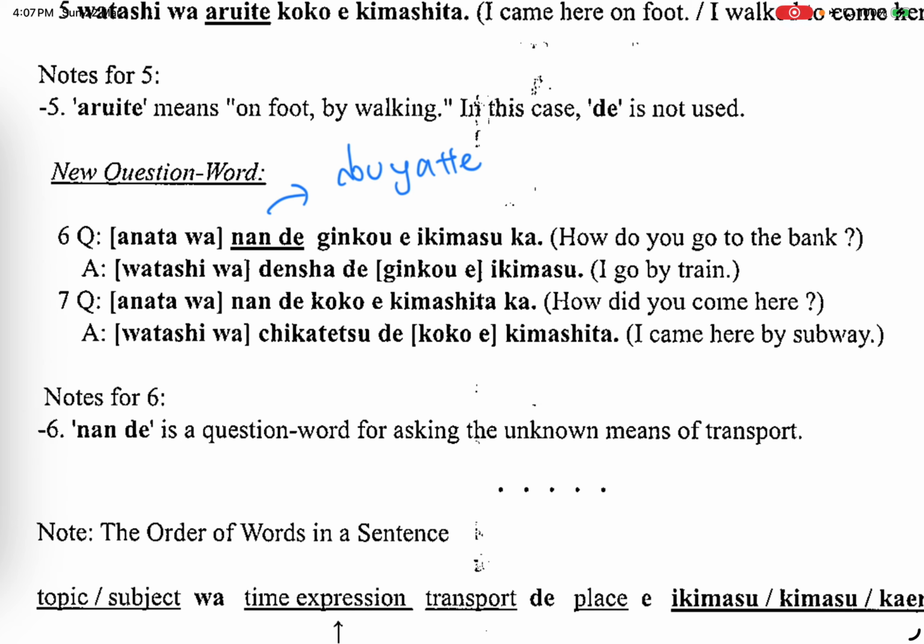So you ask people like なんで銀行へ行きますか? To them it's like you are asking why you go to the bank rather than how you go to the bank. So the question can be miscommunicated. So to prevent such miscommunication, you can just use the word doyatte instead. So that is more of a how.